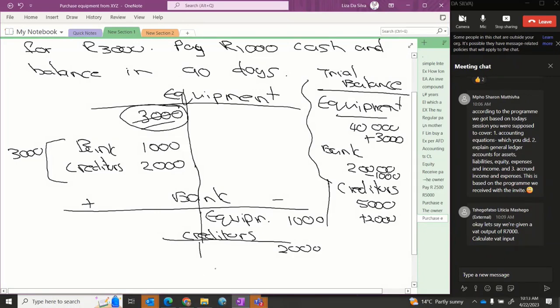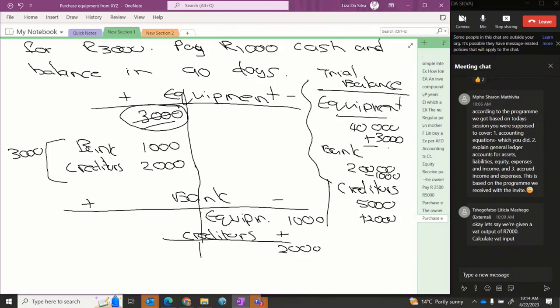Creditors should have a credit balance. If there's another 2,000 you have to add to it, then it means you have to add to that given balance. You understand? And then the equipment obviously is also an asset, so it was on the debit side. So you plus that and you minus that. Because you had to add equipment, you plus the 3,000.